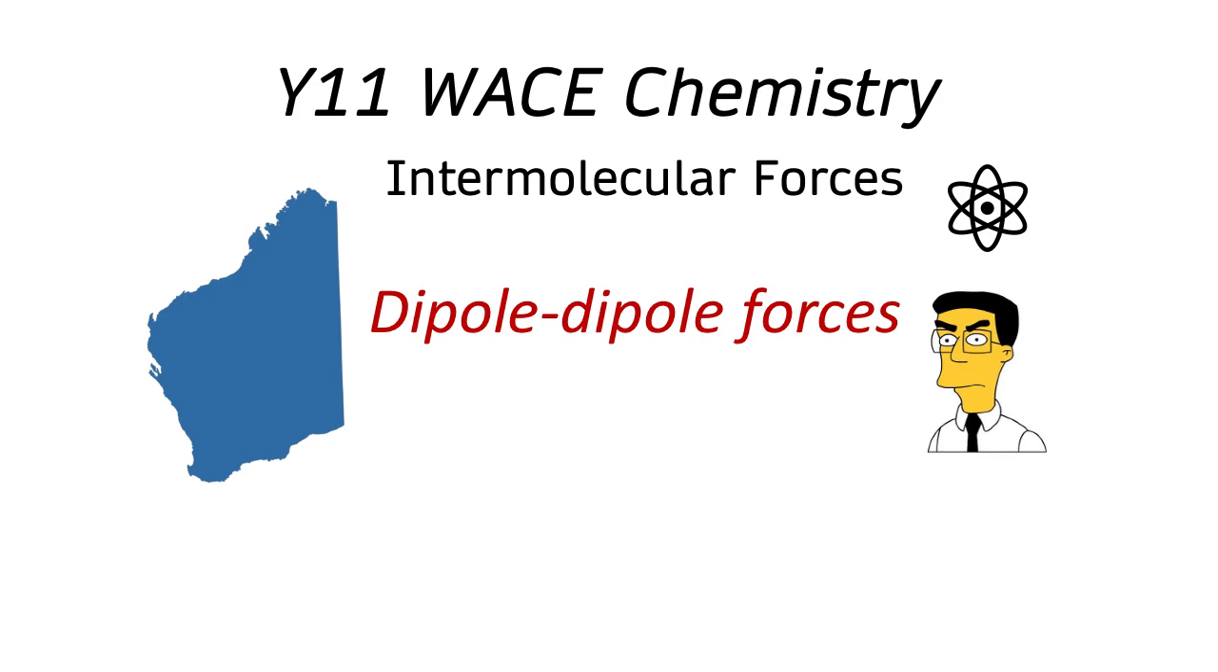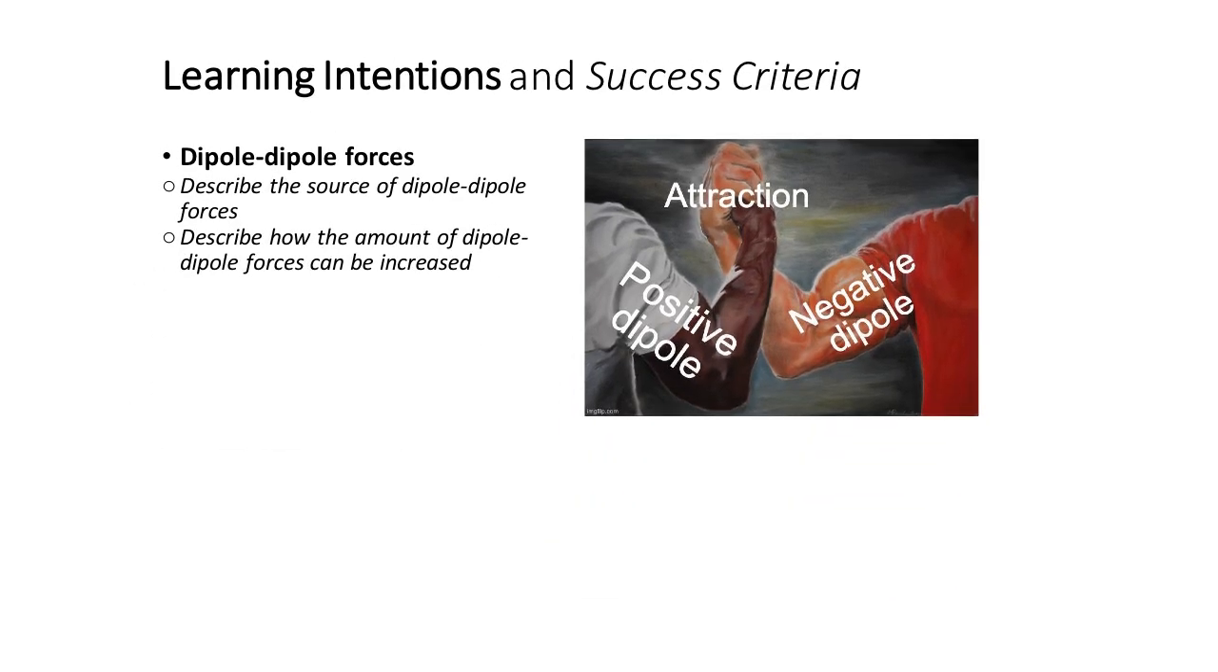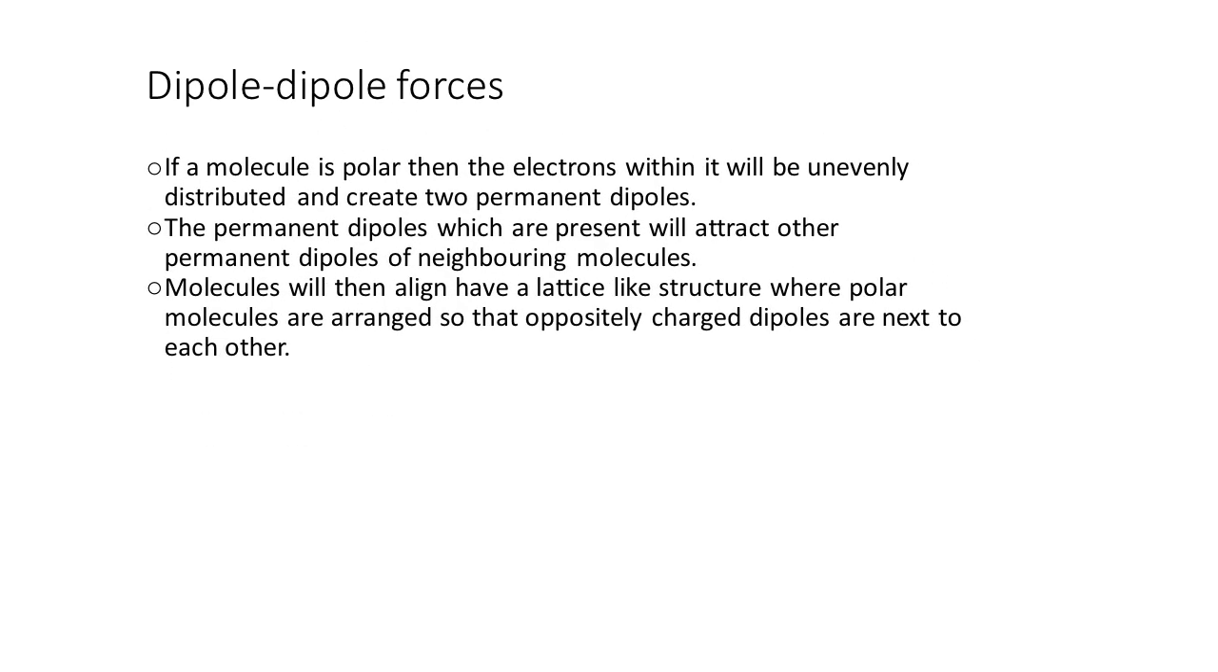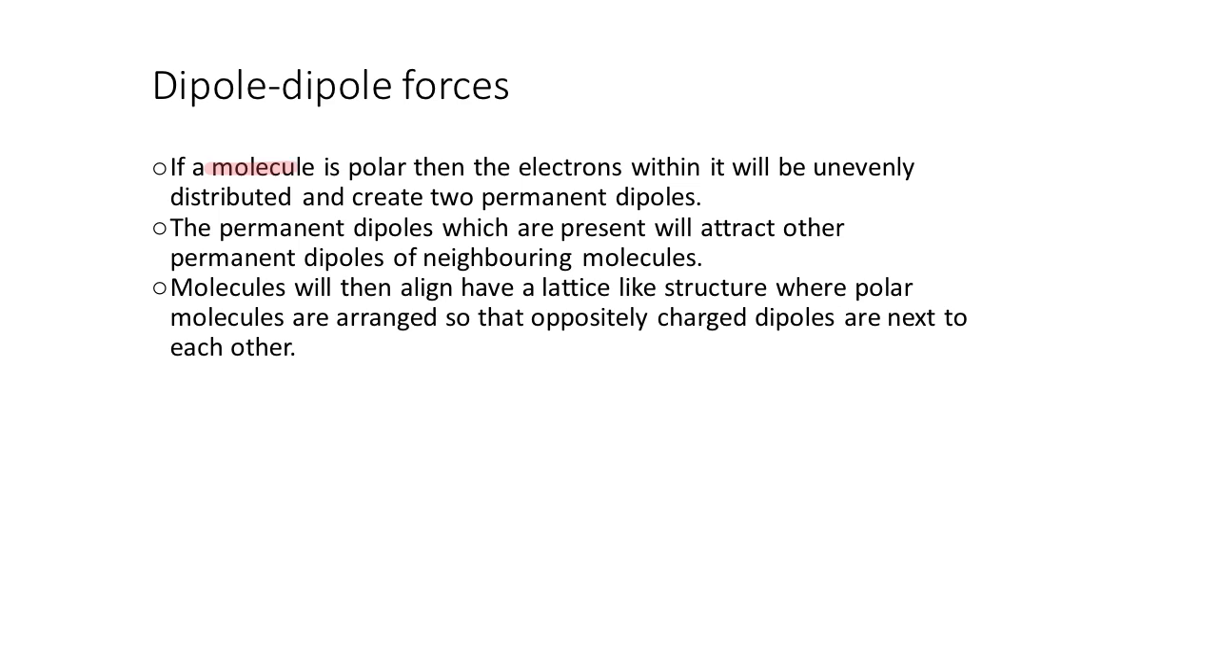So let's get started. We're going to be learning about what dipole-dipole forces are, and then how you can increase them, make them stronger. If a molecule is polar, so now we are dealing with polar molecules, and last video we dealt with non-polar molecules, then the electrons will be unevenly distributed and create permanent dipoles. Remember, dipoles are effectively positive and negative ends. Last video we talked about temporary instantaneous dipoles called dispersion forces, but now we're talking about permanent dipoles.